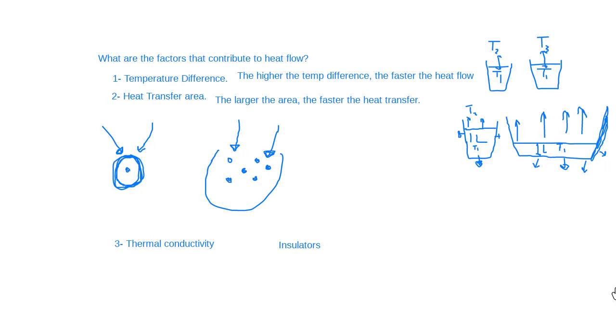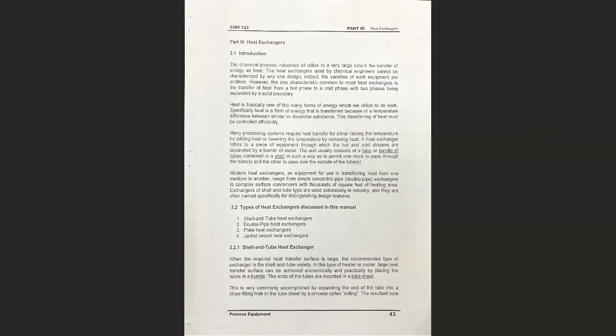So let's go back to the textbook and talk very briefly about the beginning of this chapter, guys. So I will zoom in. Here's a very good introduction actually. It says that the chemical process industries all utilize to a very large extent the transfer of energy as heat. And it says that there are so many different designs of heat exchangers, but all of them have one characteristic in common.